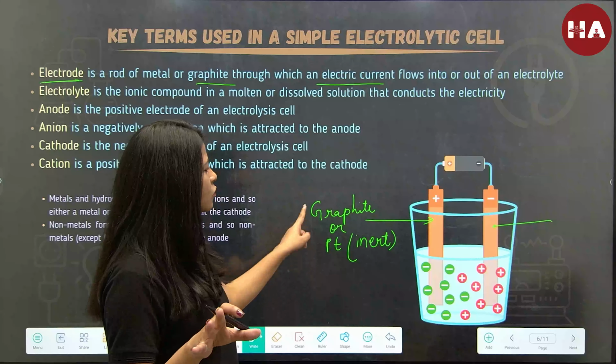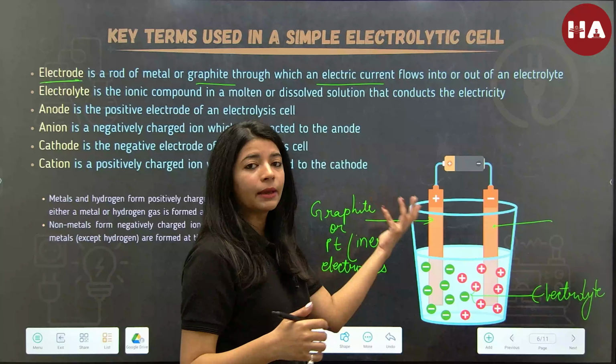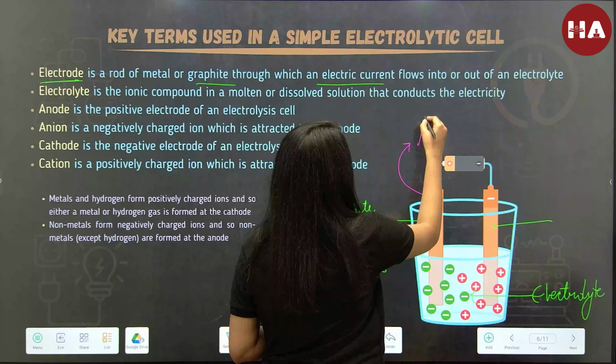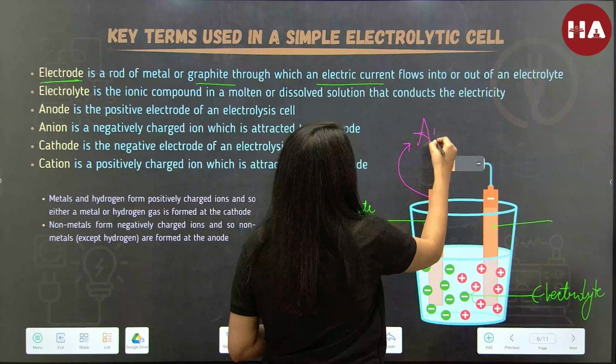Next, now because we can see that there are two types of electrode, positive electrode and negative electrode, so there are two different names to label. Okay, so positive electrode is known as anode, A-N-O-D-E. Okay, anode. And the negative electrode, which is also made up of graphite or platinum, this is known as cathode, C-A-T-H-O-D-E, cathode.